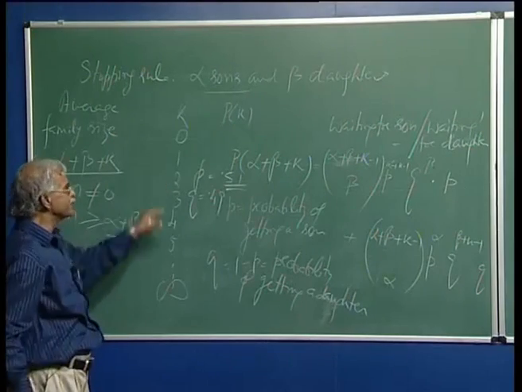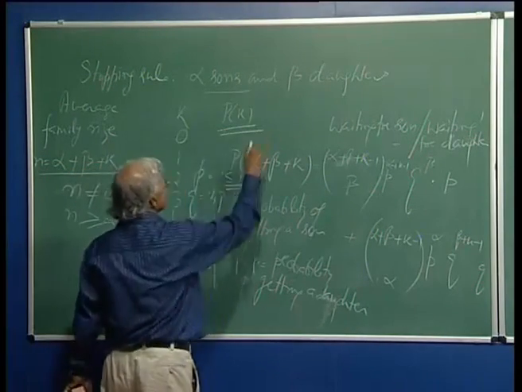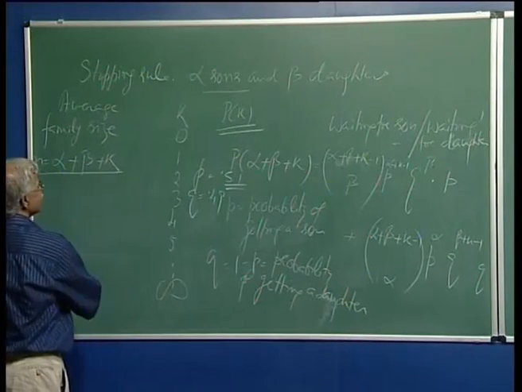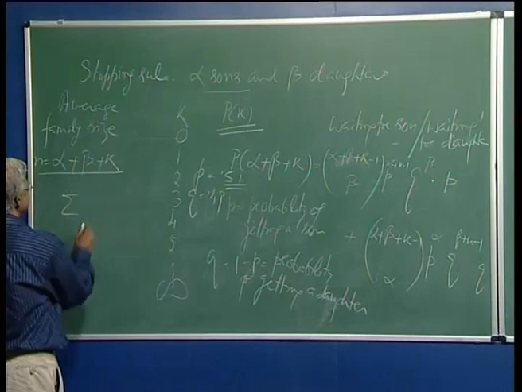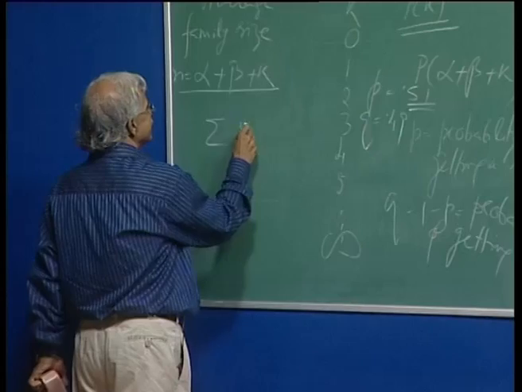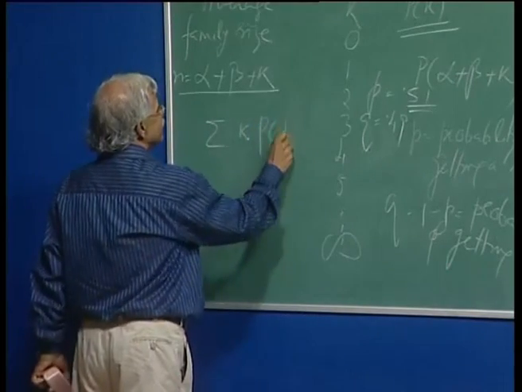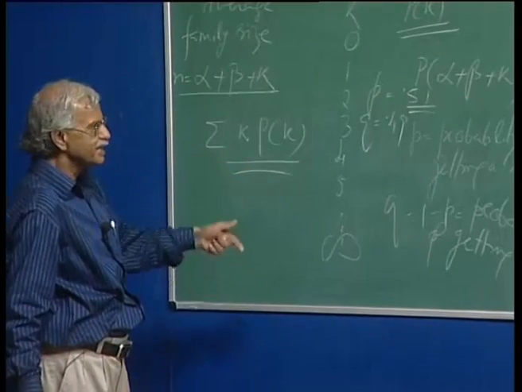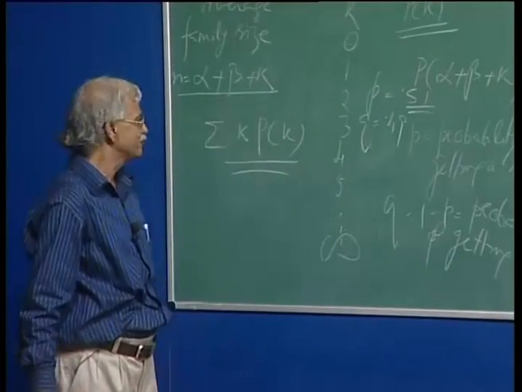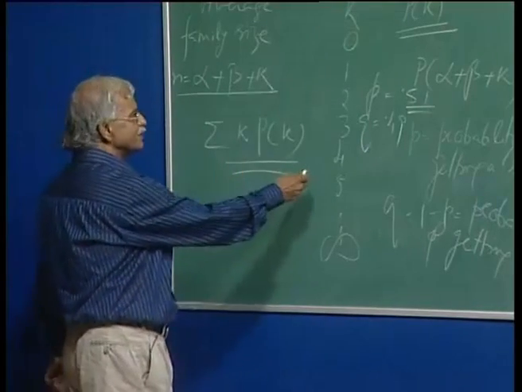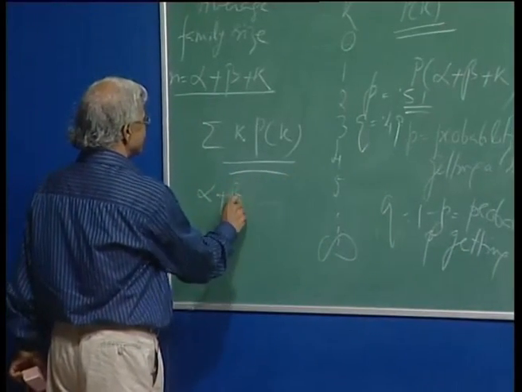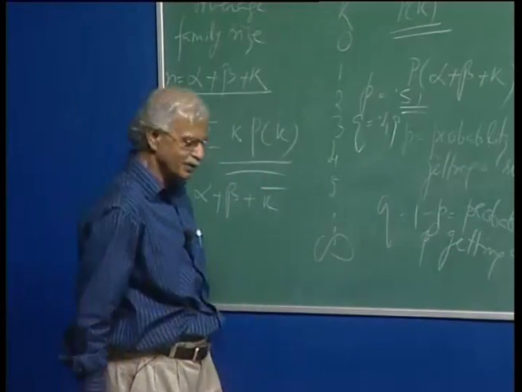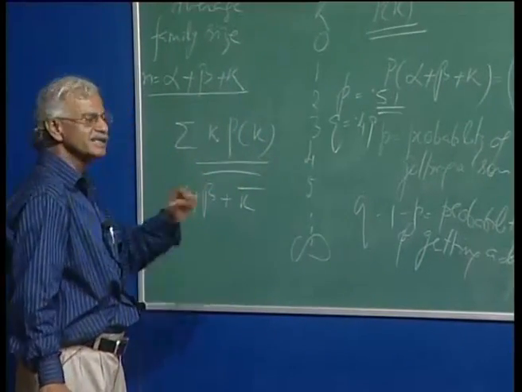For all these values of k, if you know the probability of k, then simply the expected value of k can be written as sigma k times probability of k. This will be the expected value of this probability distribution. And once you know the expected value, that means alpha plus beta plus mean of k, which will be obtained from this probability distribution, you can know after how many children they will stop.